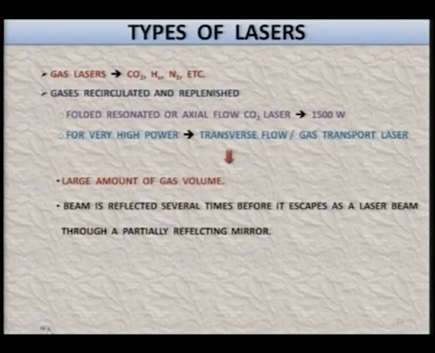Large amount of gas volume is required for that particular purpose, and the beam is reflected several times before it escapes as a laser beam through a partially reflecting mirror. I have already shown to you that in place of 2 tubes, which I showed to you earlier in the figure, you can use more than 2 tubes to get extra high power lasers.